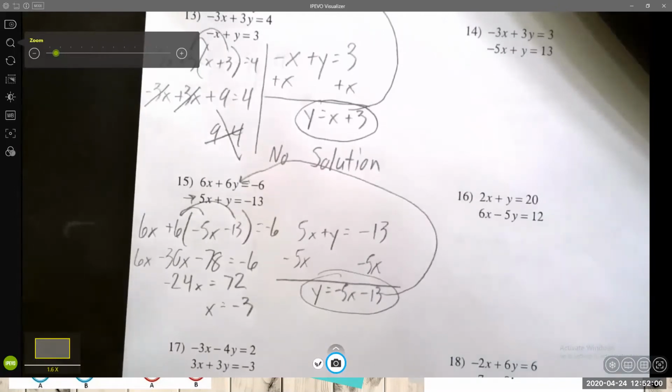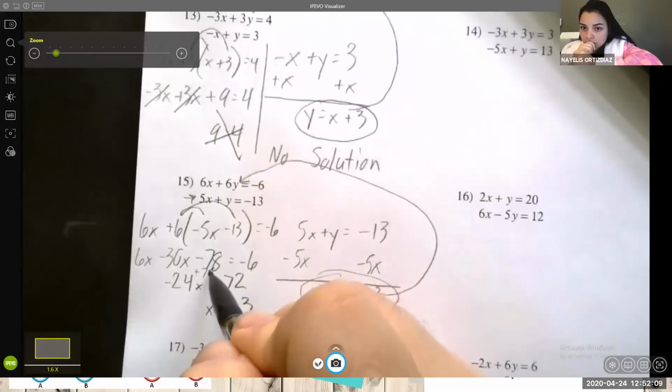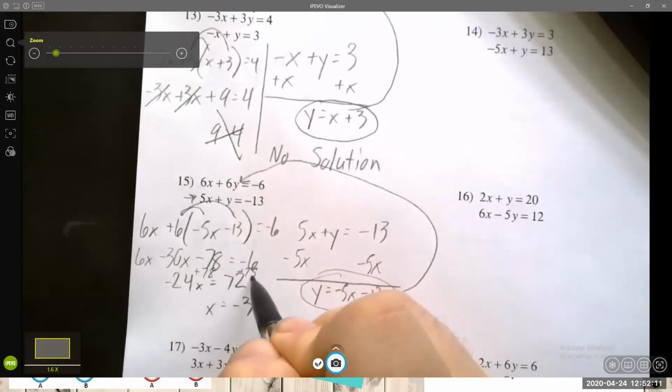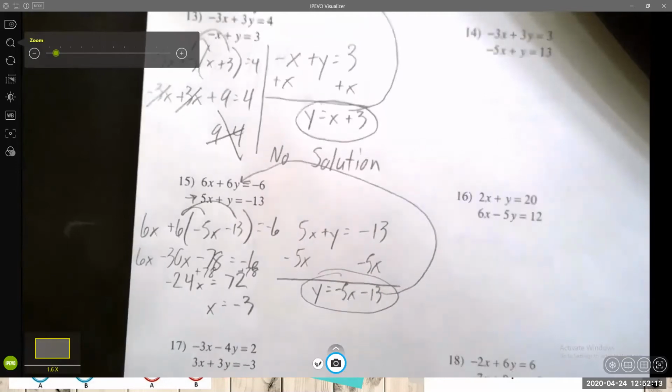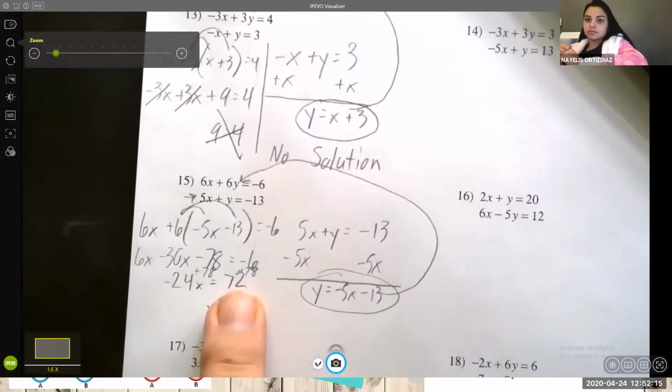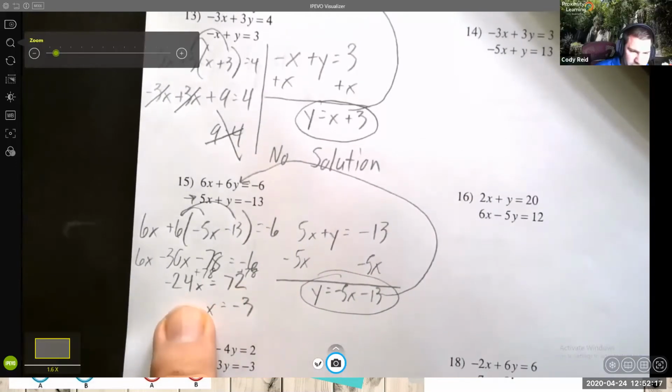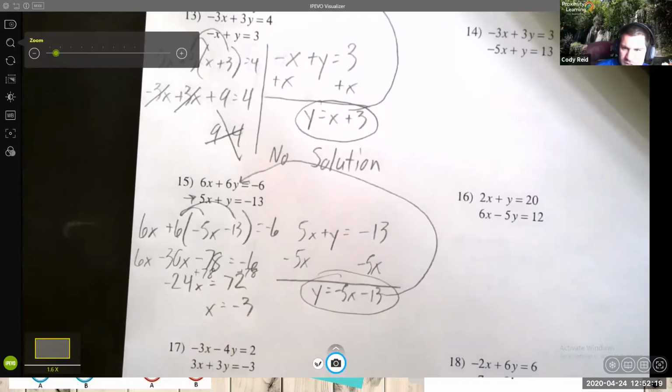What do you do to the 78? Like, how did you get 72? Plus 78 to both sides. Oh, you did that. Okay. Yep, which will get you 72. So -24x equals 72. Divide both sides by -24.